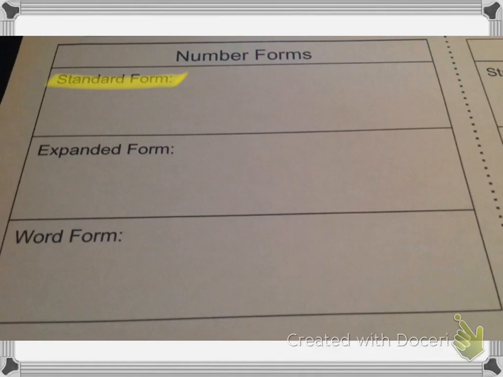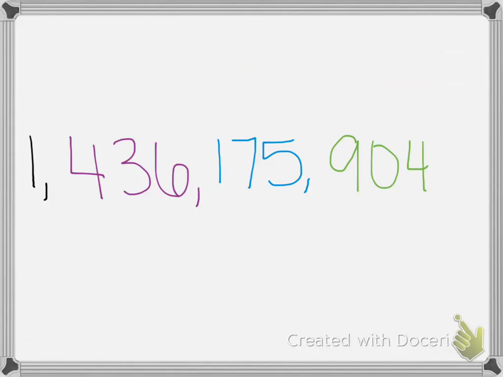Once you know how to read big numbers, you're ready to learn about the different forms. So let's look at standard form first. Standard form is a way to write numbers by using digits. This is just the normal way that numbers are written. So here's our first number that we looked at today. This is standard form. Notice that we've written the number out using the digits, just the regular way that you would write the number. That's standard form.